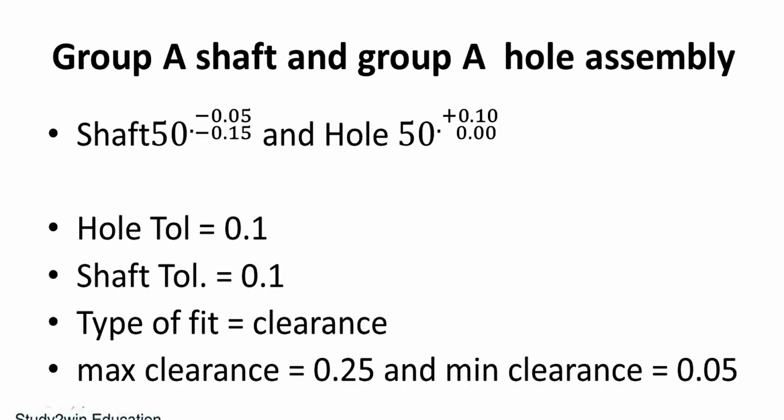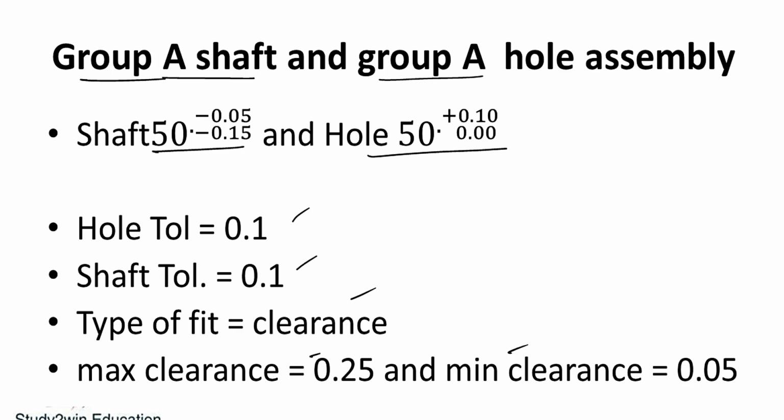I am selecting a shaft from group A, and then I am selecting a hole from group A. Group A shaft has these dimensions. Group A hole has these dimensions. And then if you check, the tolerance is 0.1. The tolerance for hole is also 0.1, which we originally wanted. And the type of fit is a clearance, because the upper limit of shaft is lower than the lower limit of hole. So this is a clearance fit, and you can calculate the maximum and minimum clearance values.